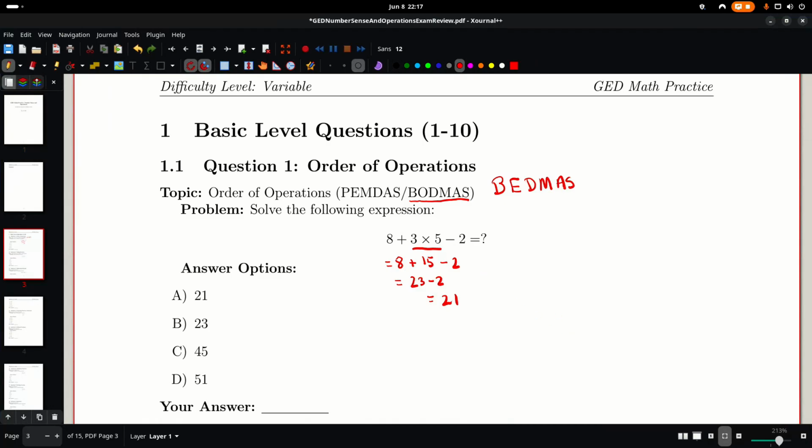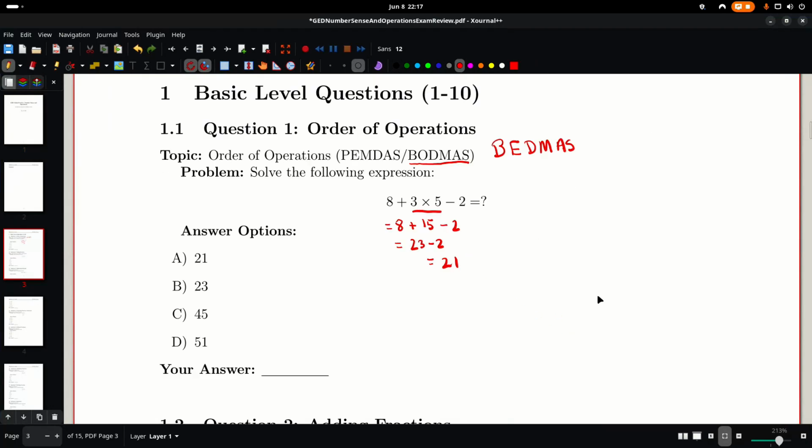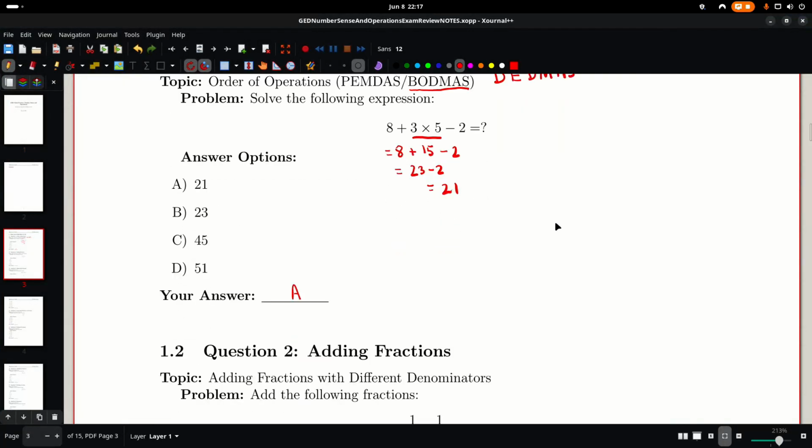And so we can see that corresponds to answer A, so we'll fill that in over here, like so. I'm just going to save this as we go here. So we'll call this notes. We'll save that. All right.